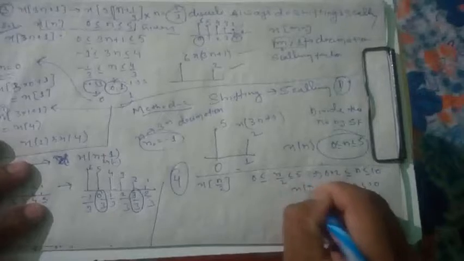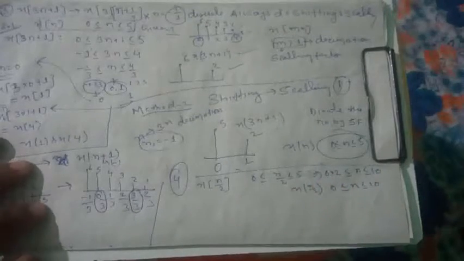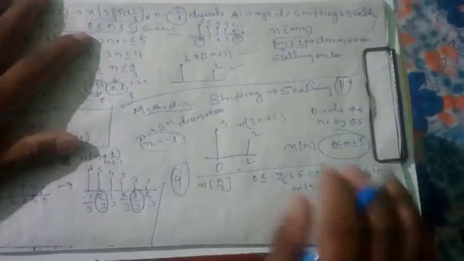For x of n by 2, this is basically zero interpolation. Now what we have to do, in 0 to 10 it is expansion. Okay, 0 to 10. Let's explain this signal.